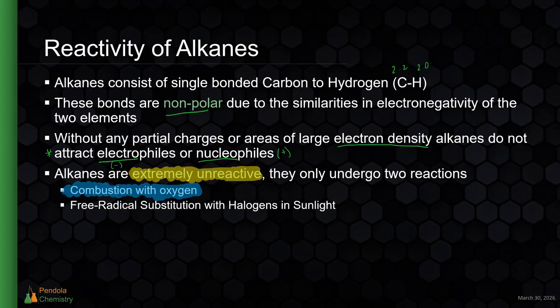And then we are going to look at a much more complex reaction, which is our first really full organic reaction, which is free radical substitution, which is going to happen with halogens and alkanes in sunlight. So these are going to be the two sections to our chapter 15, section 2. We're going to first look at combustion, and then we're going to look at free radical substitution reactions.